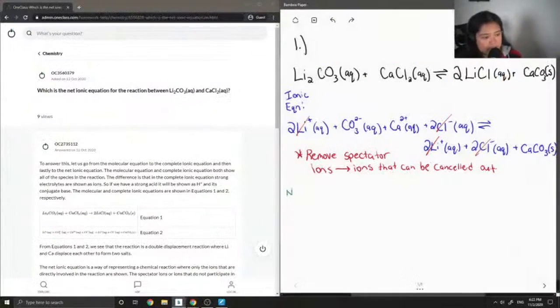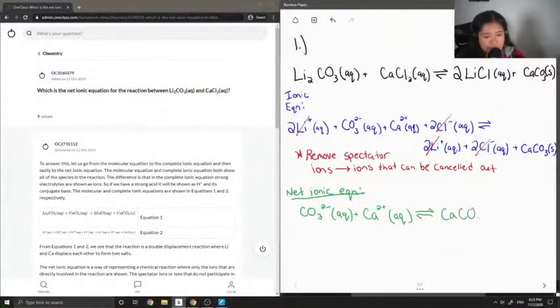So finally, after we remove all the spectator ions, we can write down the net ionic equation. So this is what the question is looking for. You can see that it's a multi-step question. After we remove the spectator ions, all we are left with is a carbonate and then a calcium, and then we also have our precipitate, calcium carbonate. Okay, so this is our final answer.